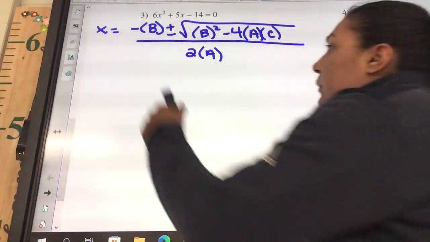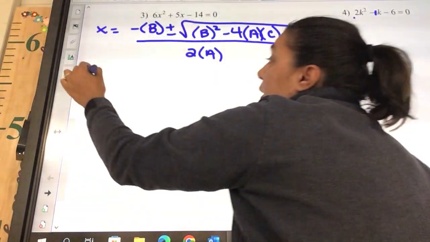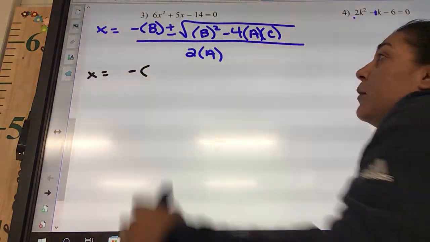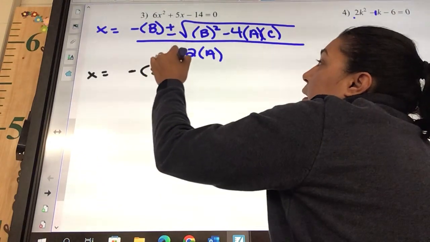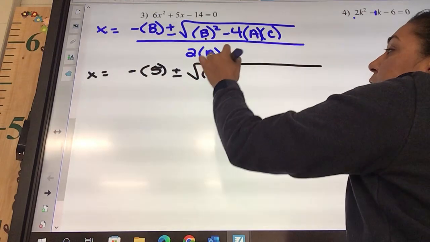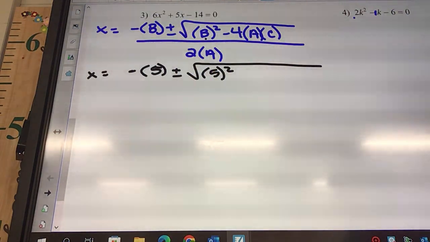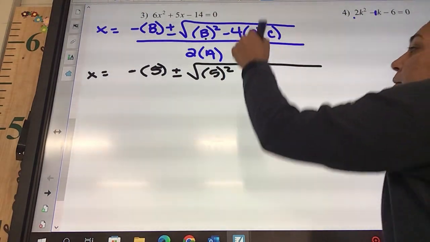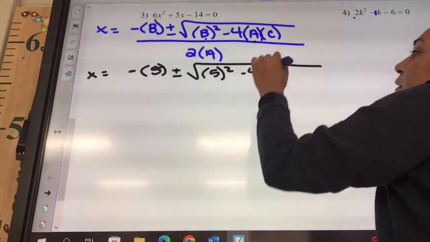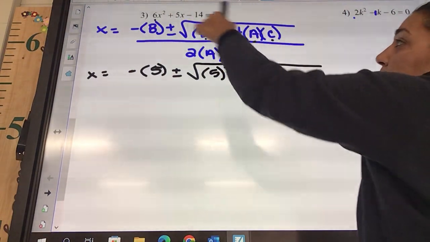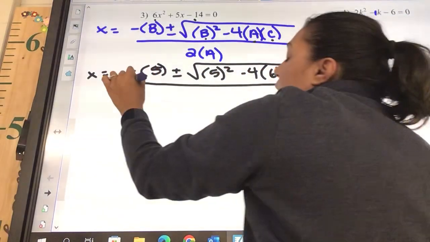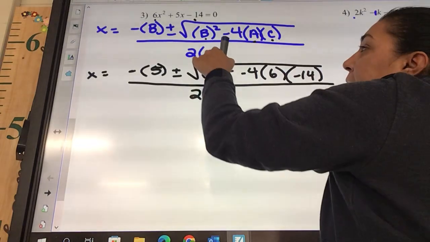Okay, so for my next line, I'm going to have x equals negative. Well, what is my b? My b is 5, plus or minus the square root of b squared, so it's going to be 5 squared. Don't forget the squared. That's the one thing people forget. Minus 4, I'm just following along with the formula, times a, and my a is 6, so it's going to be parentheses 6. And c, my c is negative 14. All over 2 times my a again, which is 6.